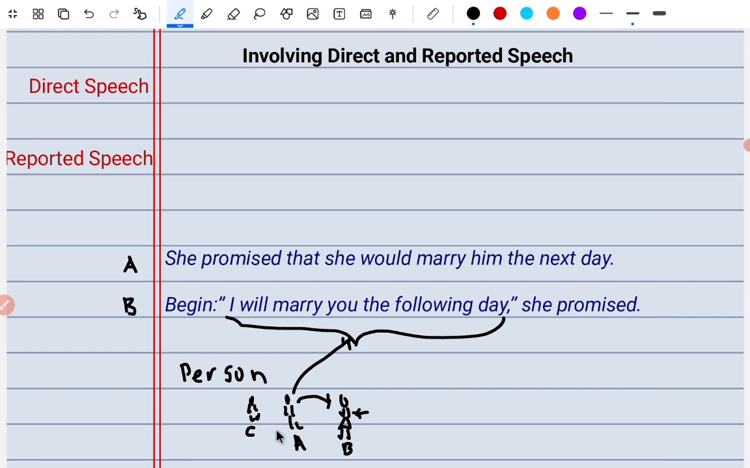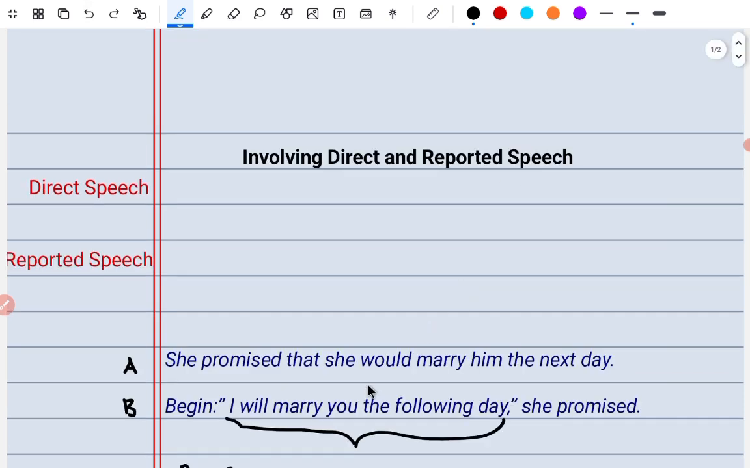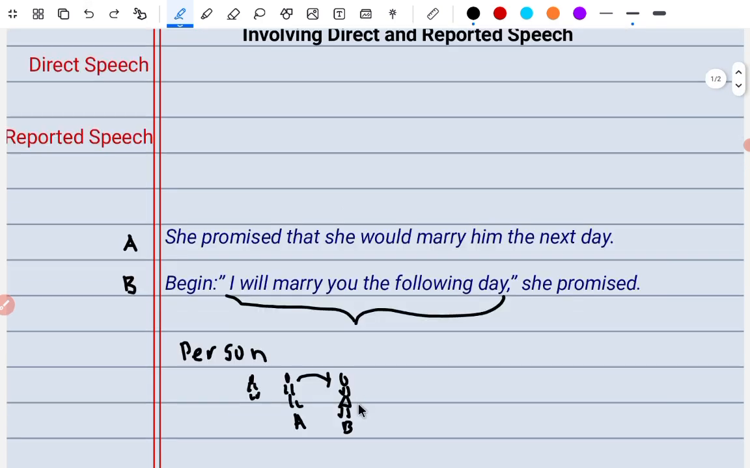So who was saying these words? It's the woman, because I've seen there's a "she" here. It's actually this woman. She's saying these words, "I'll marry you the following day." She promised, she promised this man. Now you, who's going to report? You can report it either like this or like this.